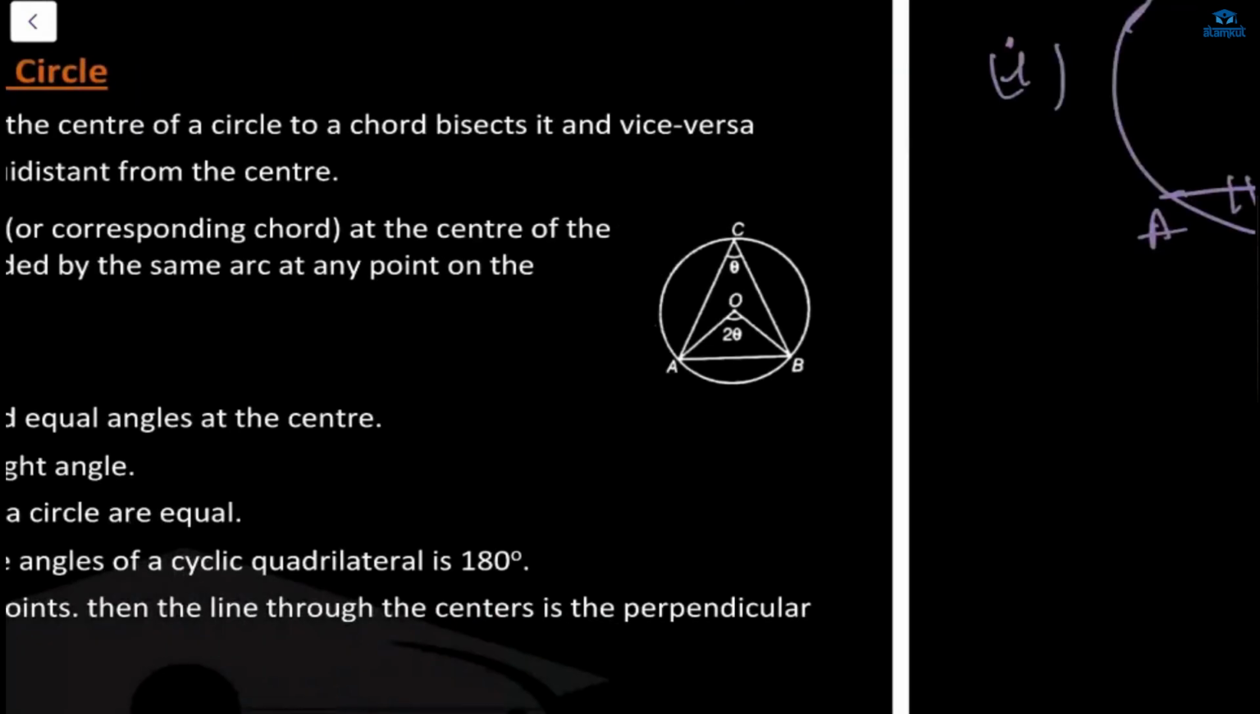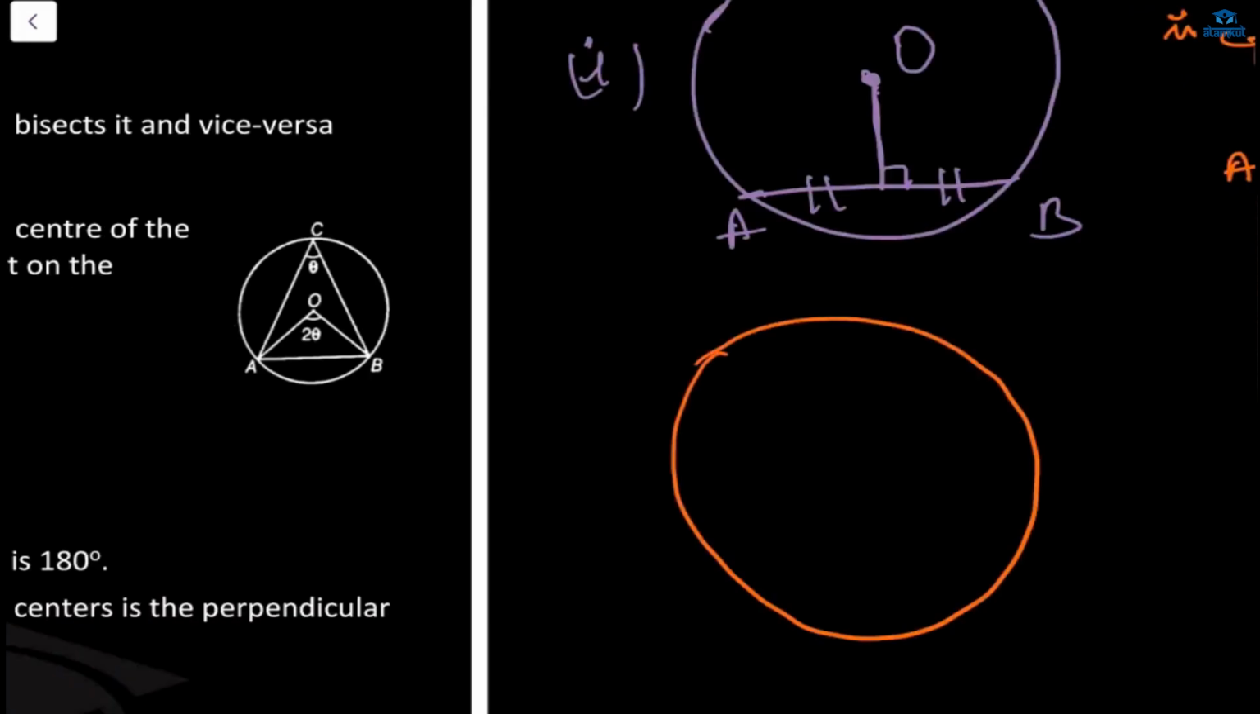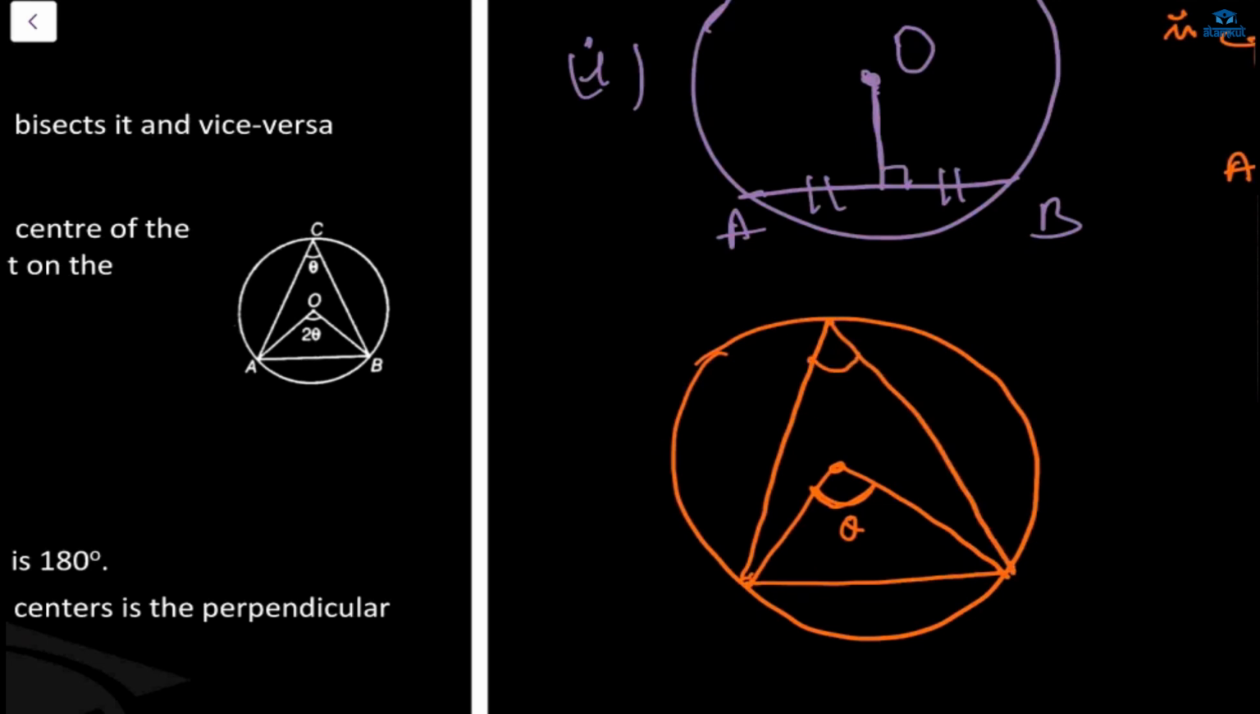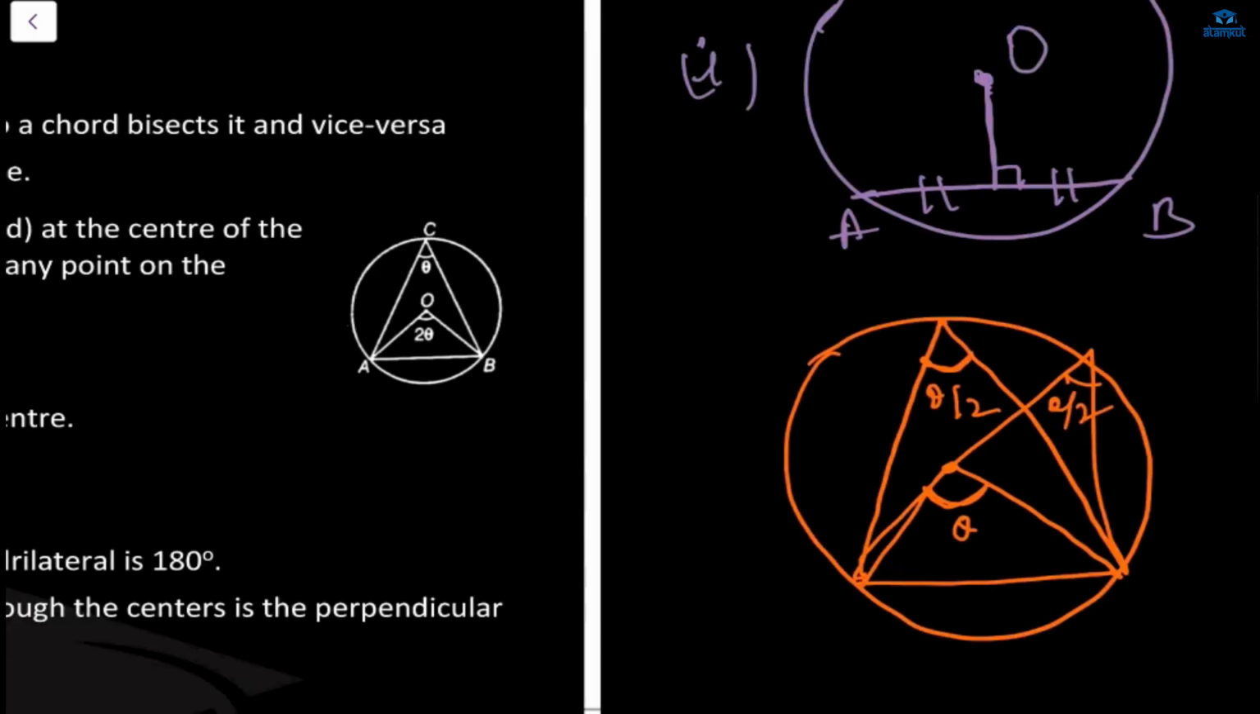So if you are drawing a chord, this is your center. The angle that this chord is making at the center is theta. The angle that the same chord, I'm not choosing any different chord, the same chord is going to make at any point is half of this angle at the center. The chord should be the same, but this is the angle theta, half by half.